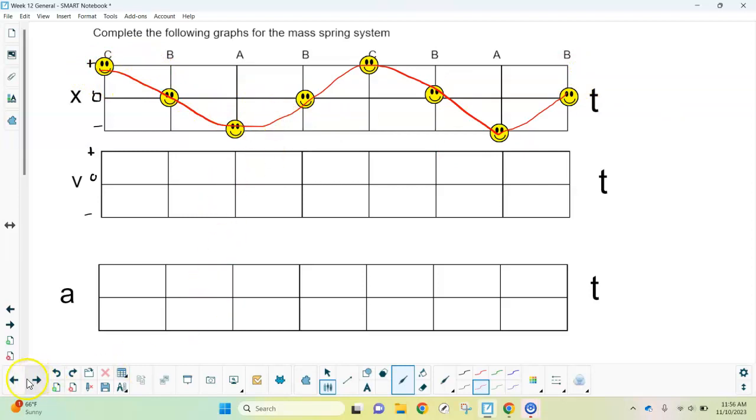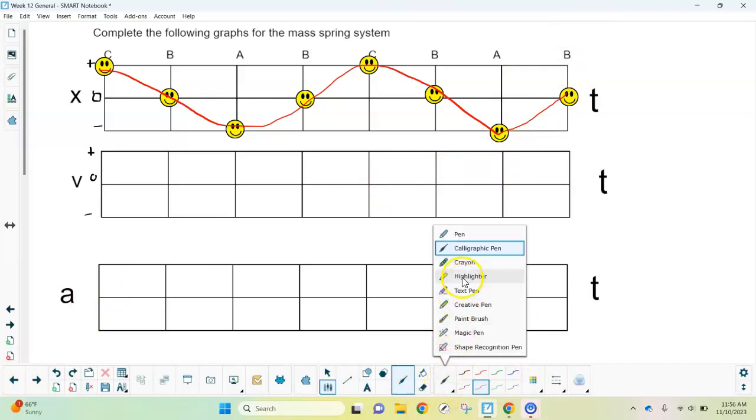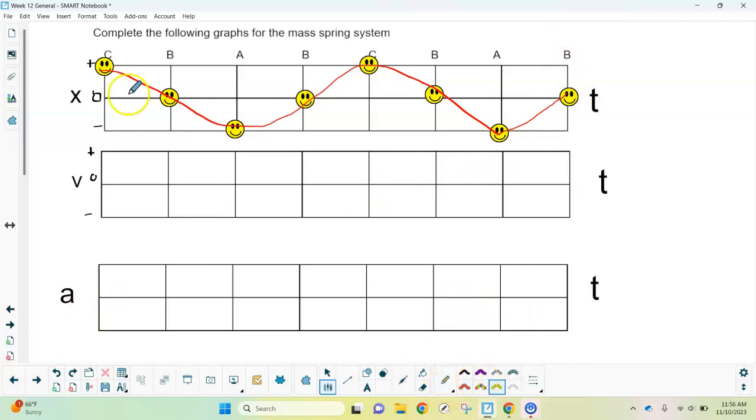Okay, we can do the same thing for velocity. Thinking about the velocity, it's moving fastest going from C, so at C it's at 0. Again, I'm going to plot the positions here. At position C, it's stopped. At position A, it's stopped.